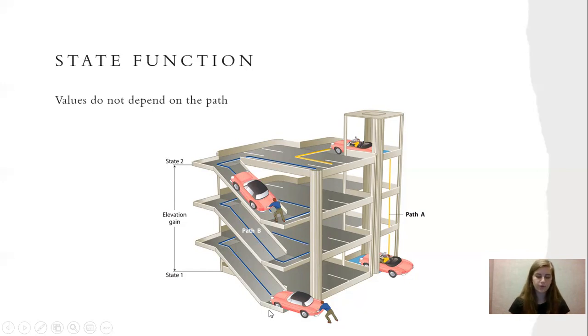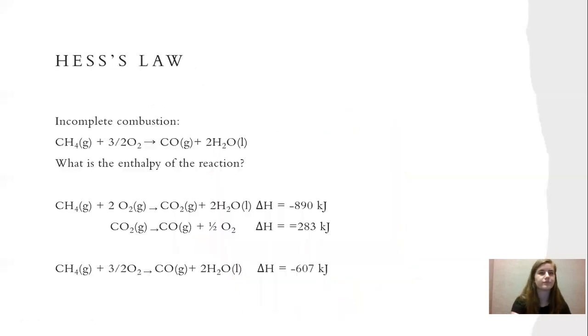So that's what we're going to know for Hess's law, is that because enthalpy, or the change in enthalpy, is a state function, we know that we can take a multitude of paths to get to the same value, which would be, in this case, elevation gain, but in our cases, it's going to be change in enthalpy.